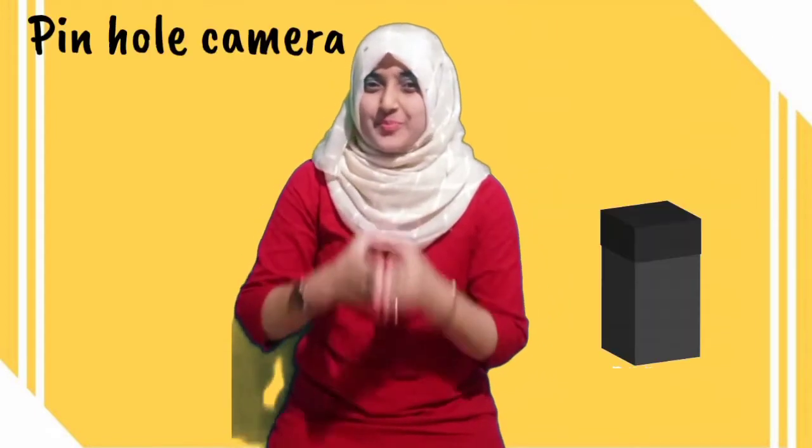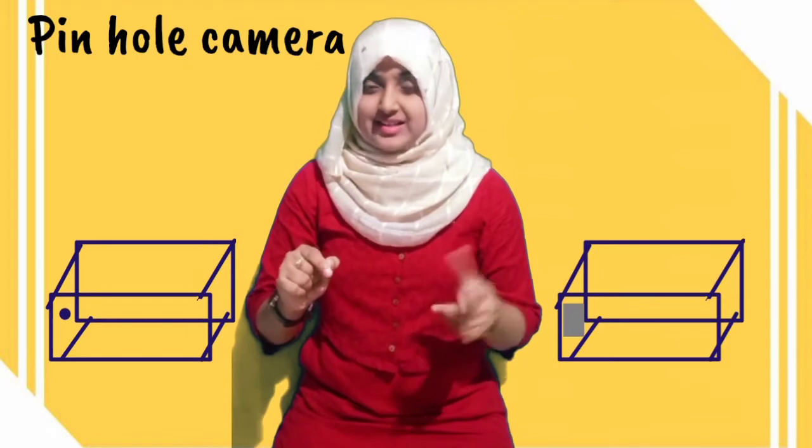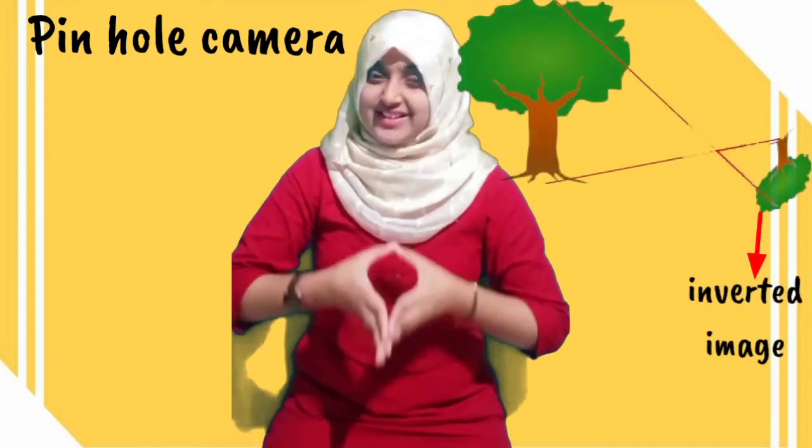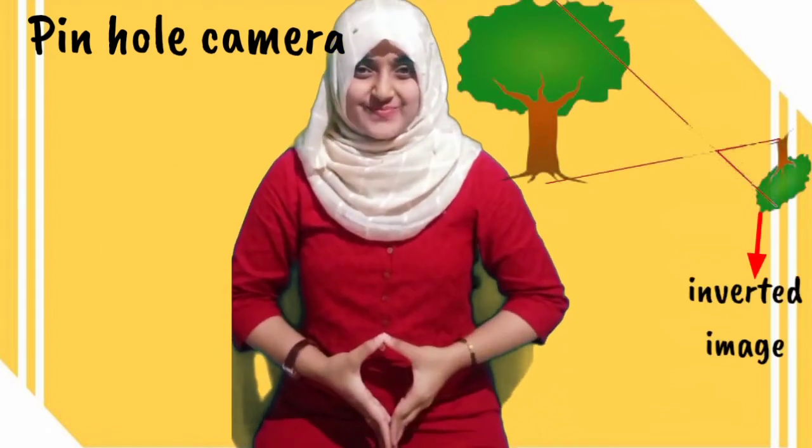And by this principle, we can construct a simple pinhole camera. It just requires two rectangular boxes, a small hole in one, and a screen on the other box. Using these two boxes, we can make a simple pinhole camera and look around to observe the images. But surprisingly, the images that are formed in the pinhole camera are inverted. Now, why is that so?